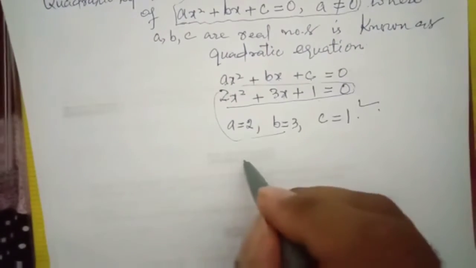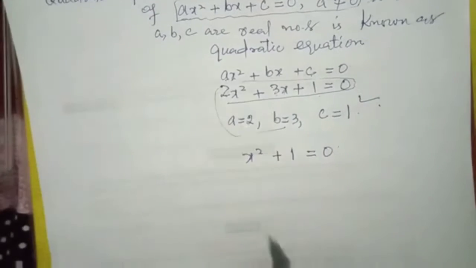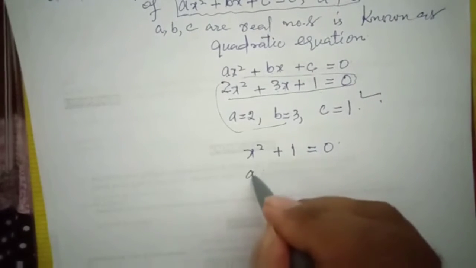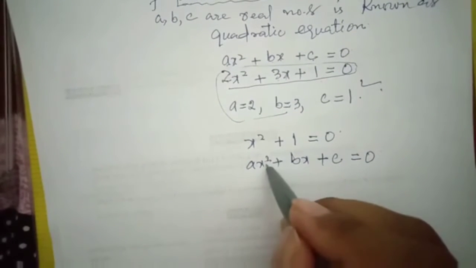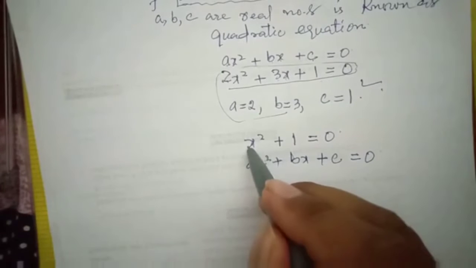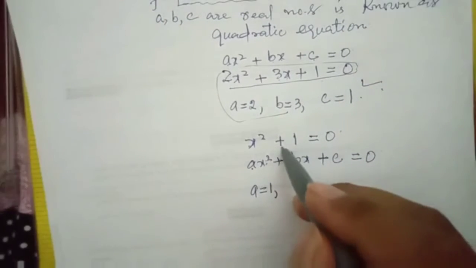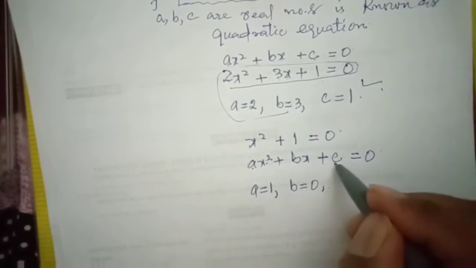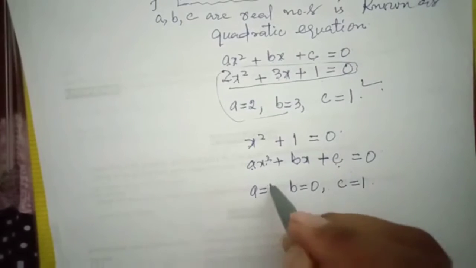Second example I can give you, if I write x square plus 1 is equal to 0. Now see here, if I compare this equation with the standard form, ax square plus bx plus c is equal to 0. Coefficient of x square is a. Here nothing is written with x square, so the coefficient of x square is 1, so I can write a is equal to 1. Coefficient of x is b, but here the term with x is not present, so I can write b is equal to 0. The constant term is 1, here c is equal to 1. So yes, this is the quadratic equation.